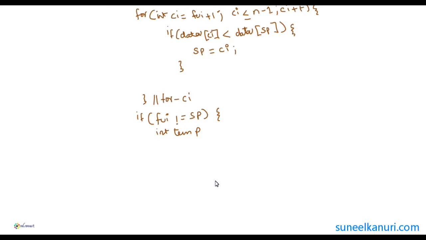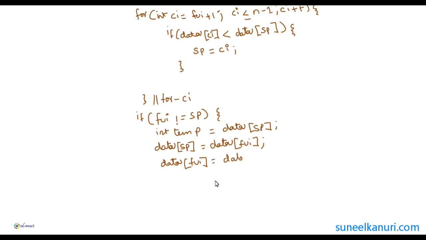Int temp is equal to data SP, and the data that is being pointed by SP is replaced with the data that is being pointed by FUI, and now the data at position FUI, which is our first unsorted index, would be pointing now to the data at position SP, which is the actual location of the smallest element in the array. So with that said, we close our braces for our outer for loop, which is the for loop for our FUI.